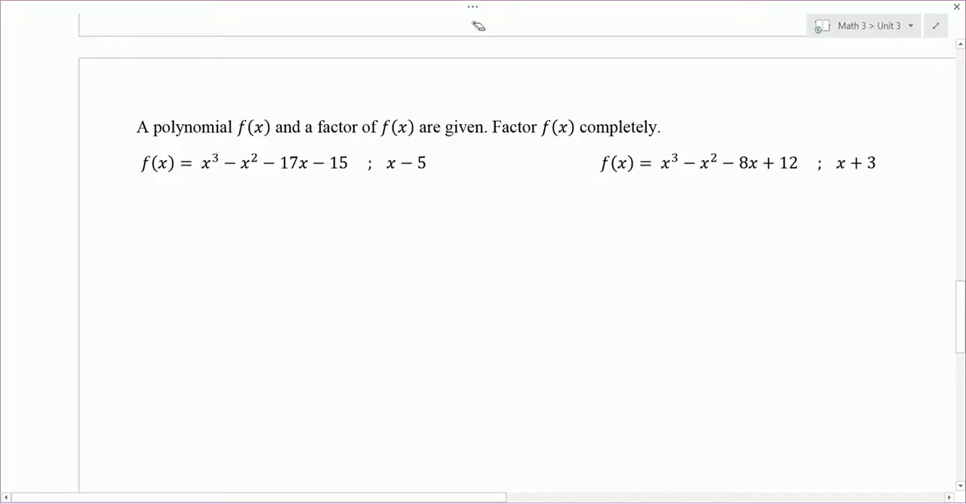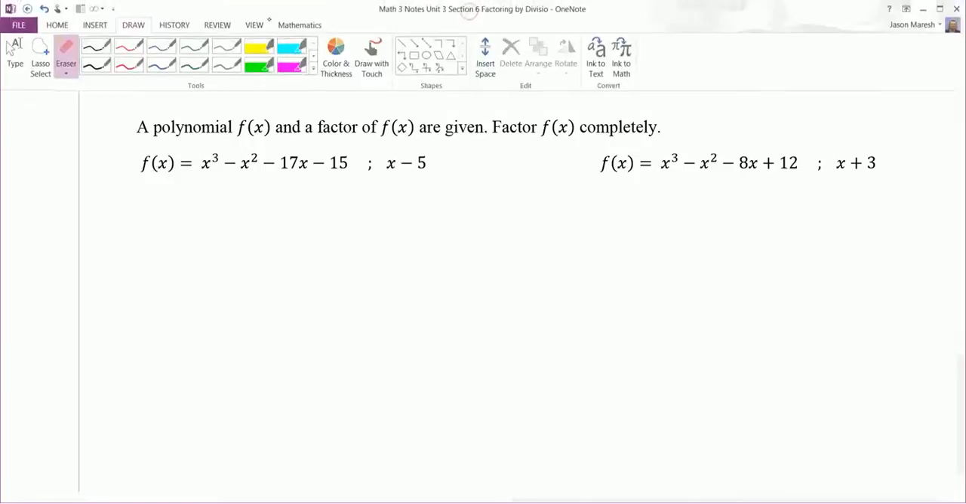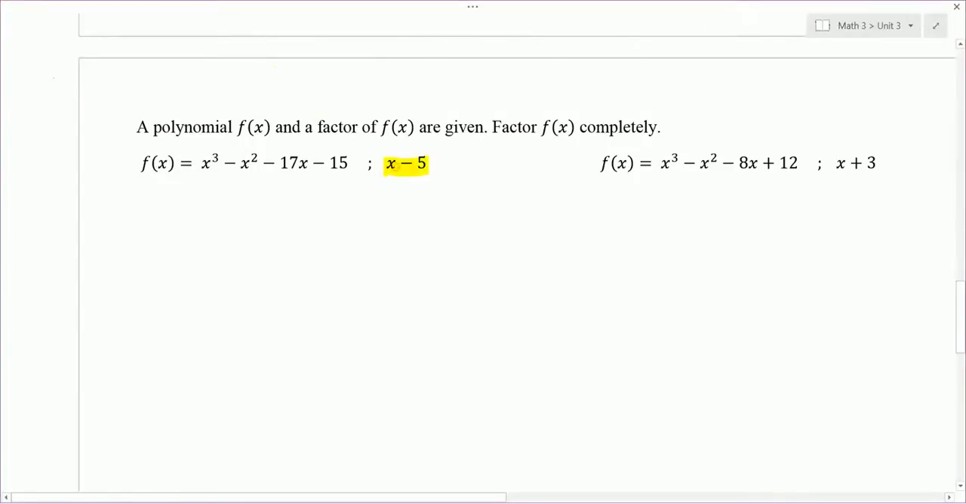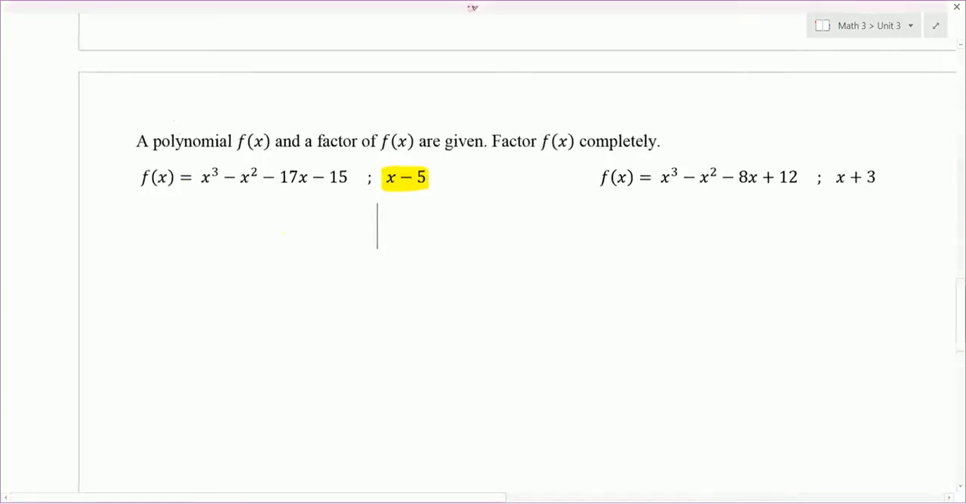What they are telling us here is that x minus 5 is a factor. So f of x is equal to x minus 5 times something.